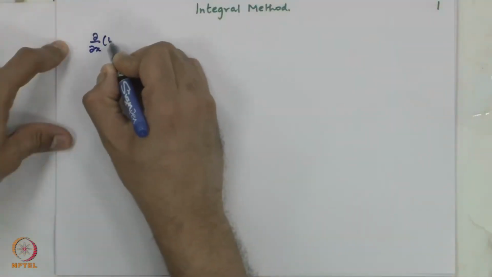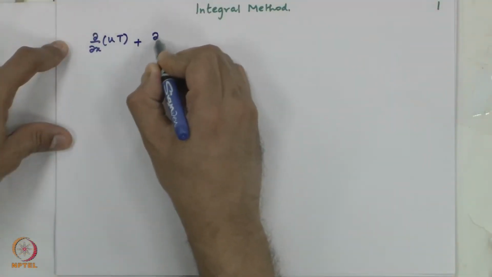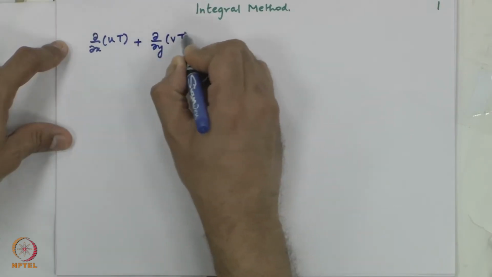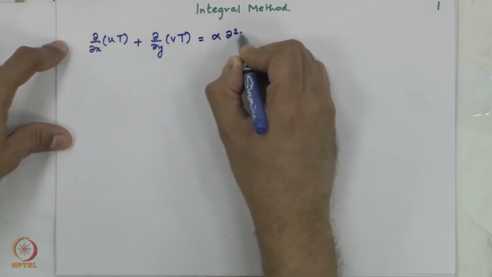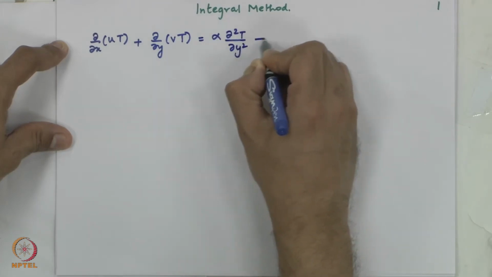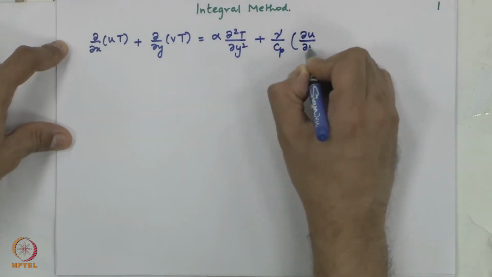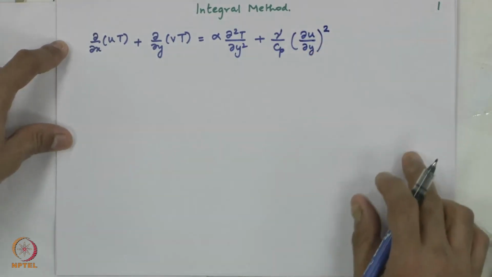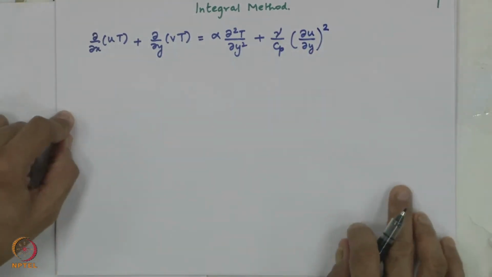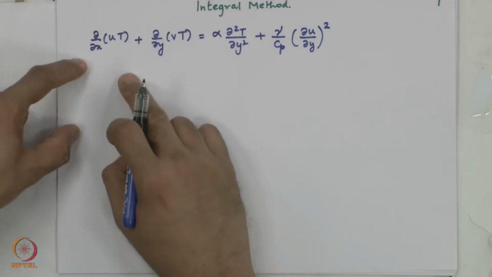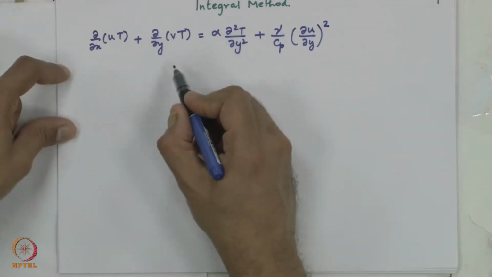So, for getting started, we look at the energy equation. The energy equation, if you write, is written in this form: d by dx of uT plus d by dy of vT is equal to alpha d square T by dy square, plus, after the boundary layer approximation, nu by Cp times (du by dy) square. Okay. It actually is u dT by dx plus v dT by dy.